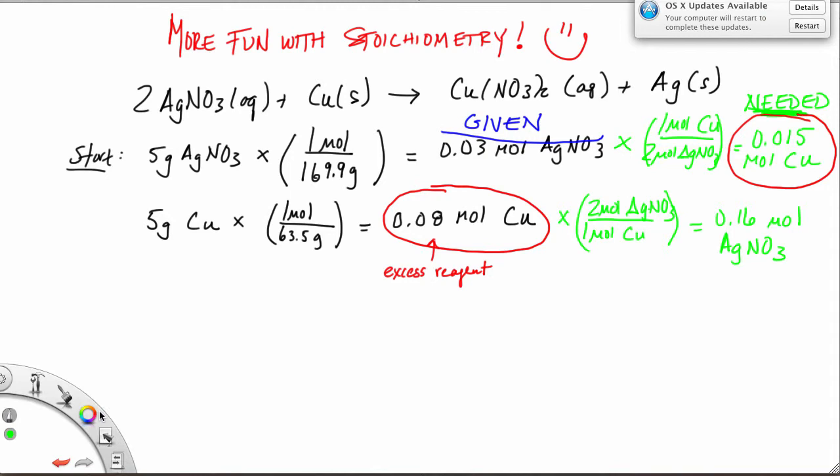So I'm comparing silver nitrate to silver nitrate. I need 0.16 moles of silver nitrate. I have only 0.03 moles of silver nitrate. I don't have enough. So this clarifies that silver nitrate is my limiting reagent. And it is the silver nitrate now that is going to control how much product is made. So let's say I want to find out, well, how much silver can I make from this reaction?